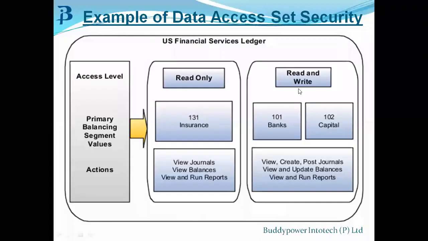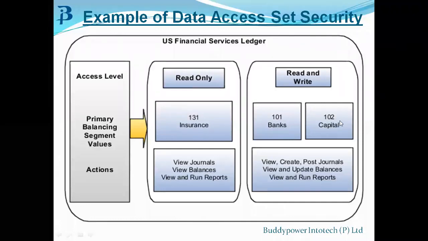All right. So we were talking about the legal entities, which are 101 and 102, the bank legal entity and the capital legal entity. Here you see these two legal entities have been given an access of read and write both, wherein you can view, create, post journals, view and update balances, and view and run reports. So this is basically the data access set.